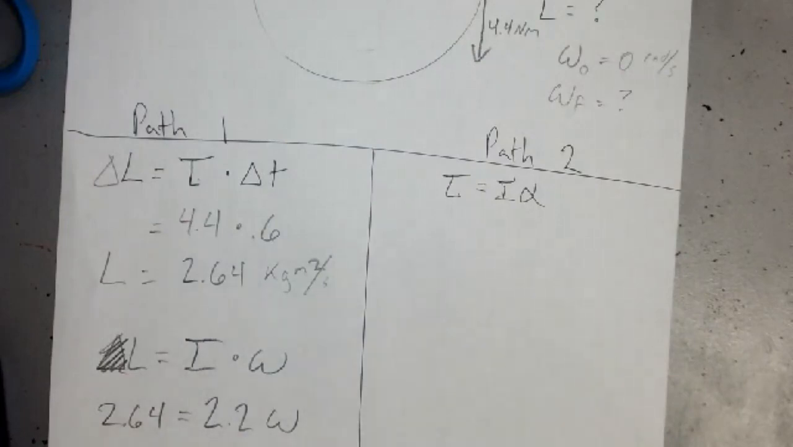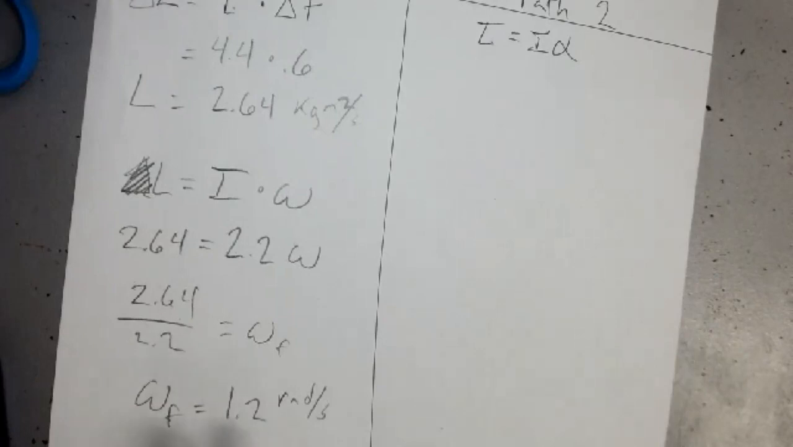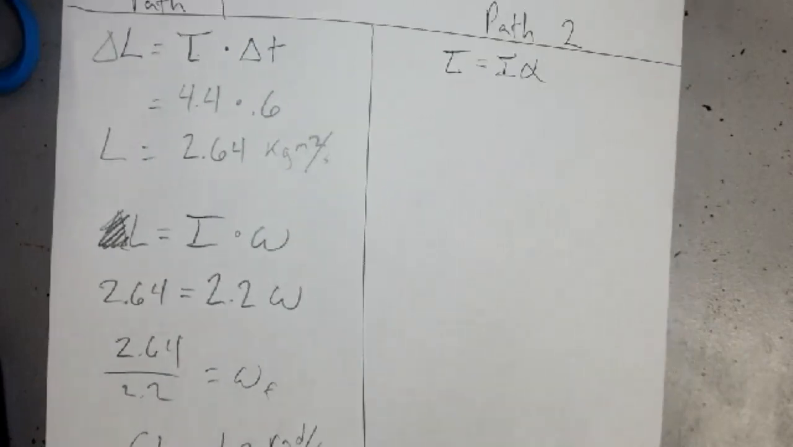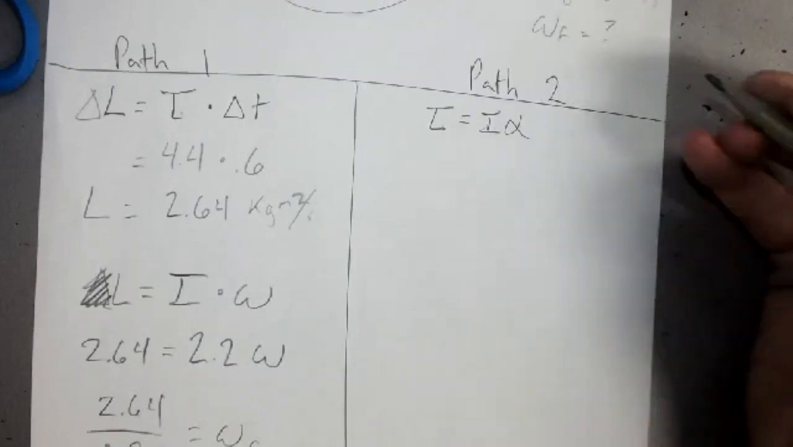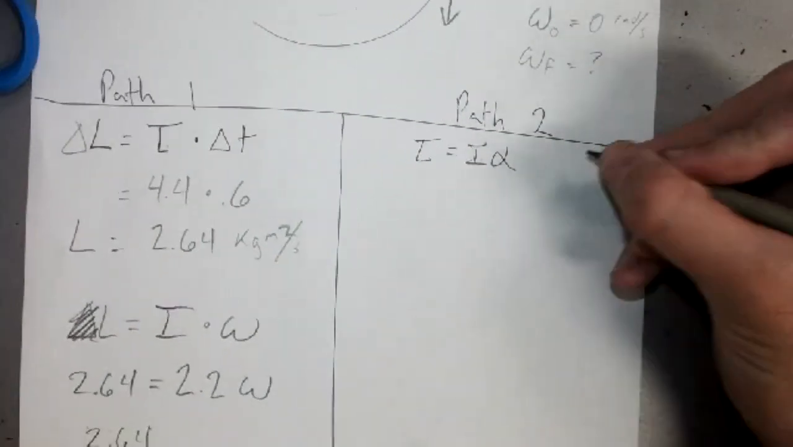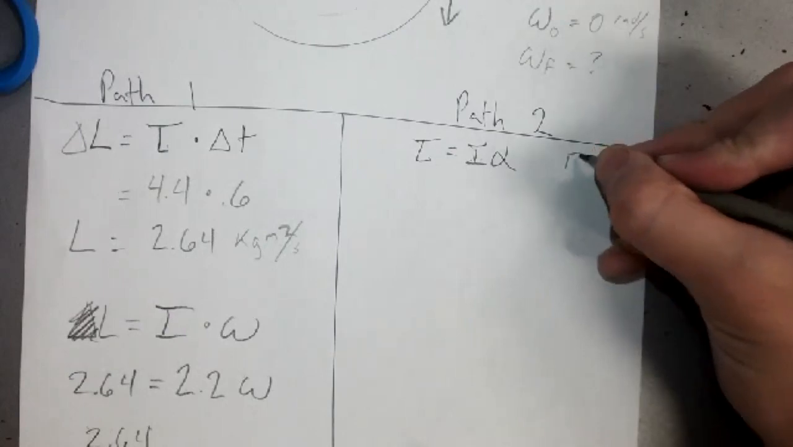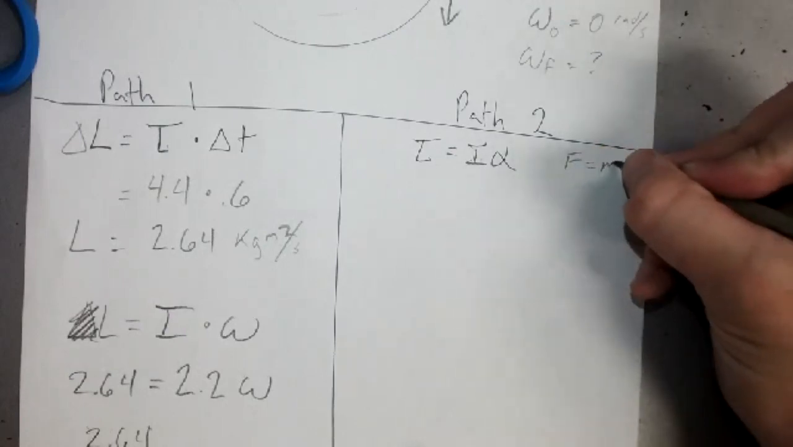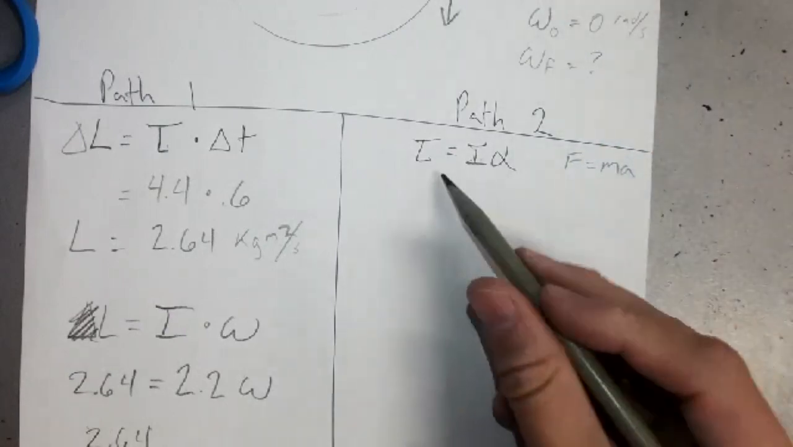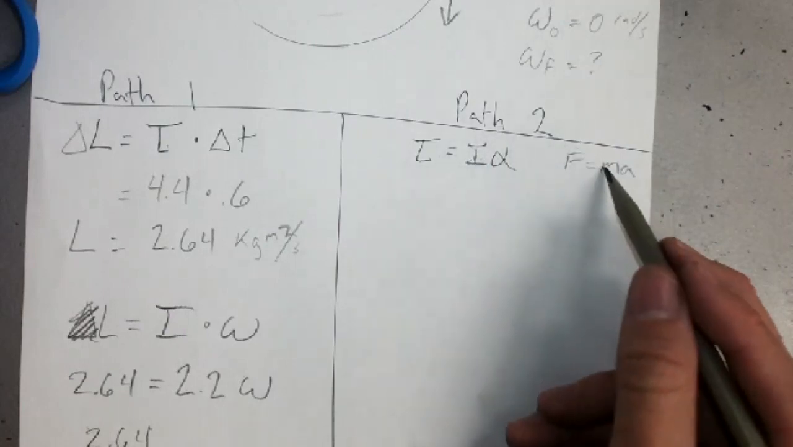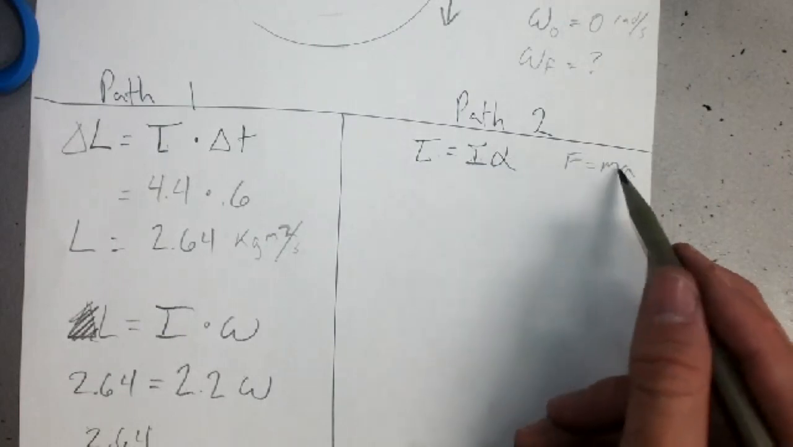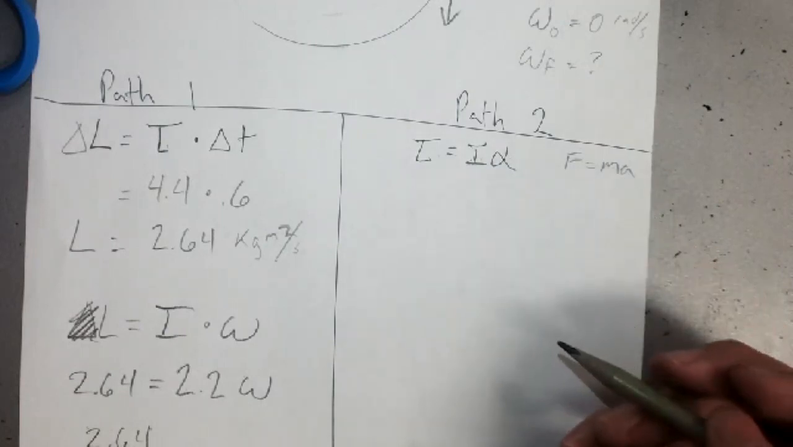Okay. The other way to do it is just to go straight for the neck and say, well, I don't want to waste time on this secondary calculation. Let's just go for it. Torque is also moment of inertia times angular acceleration. It's Newton's third law, but for angular. So I'm sorry, Newton's second law. F equals ma, right? Torque is the angular equivalent for force. Moment of inertia is the angular equivalent for mass, and angular acceleration is the angular equivalent for an acceleration.